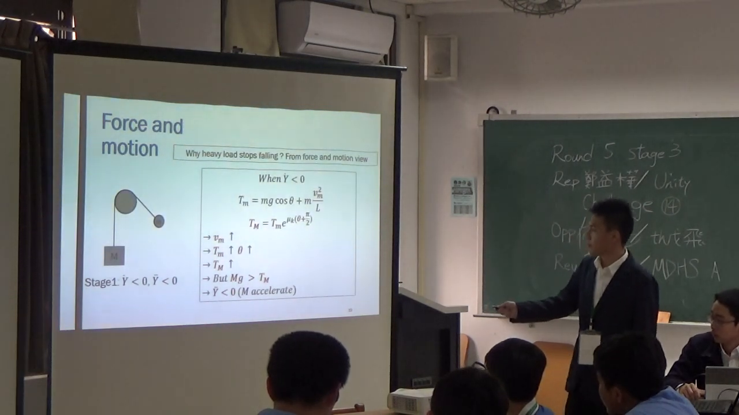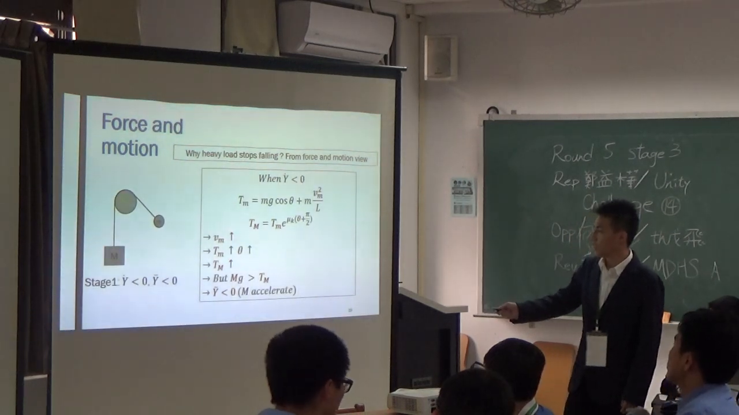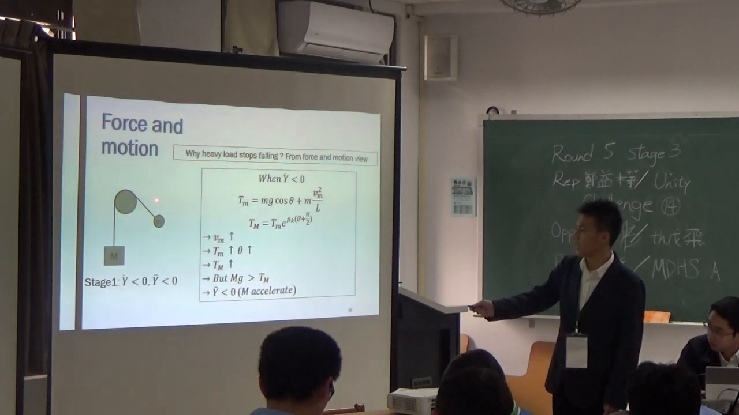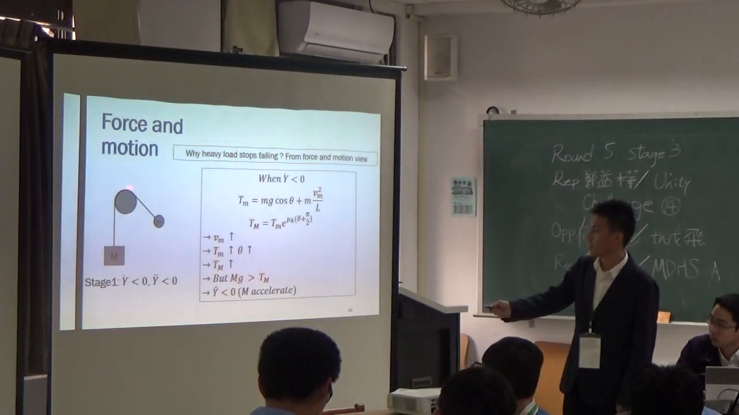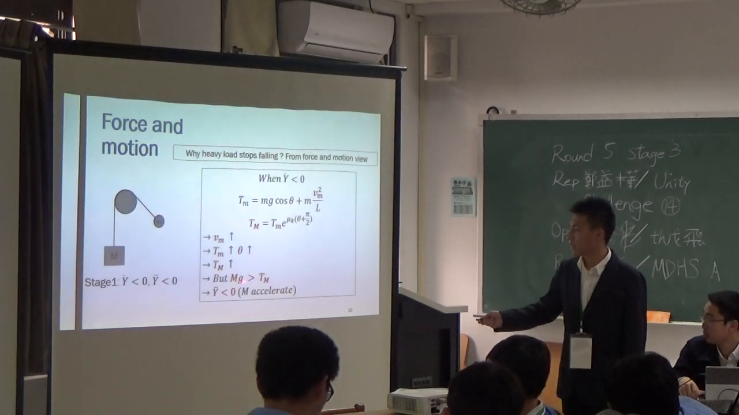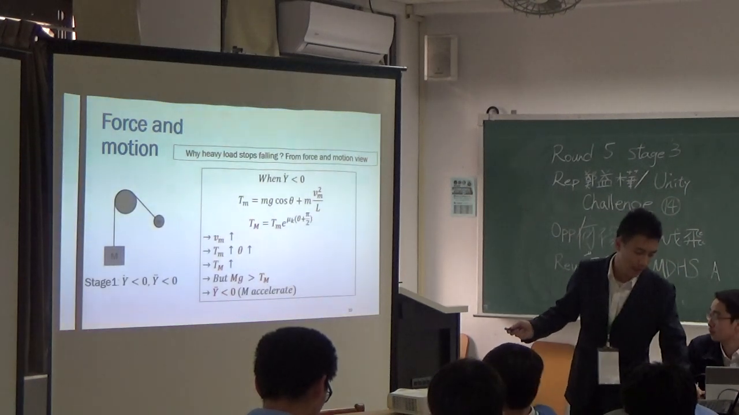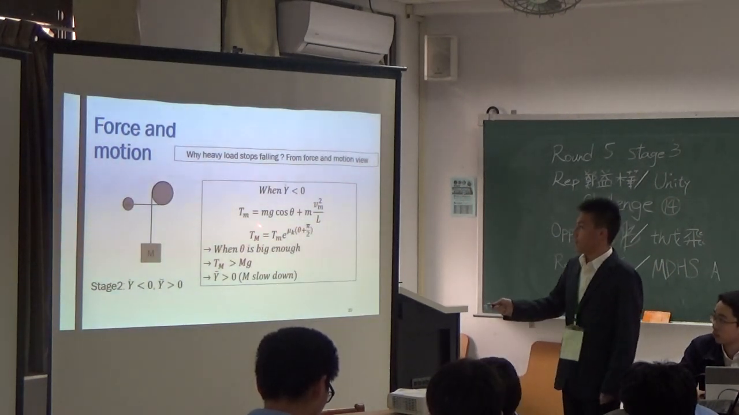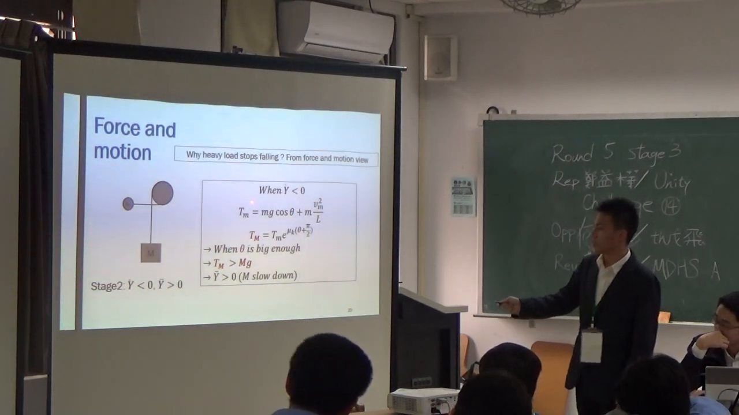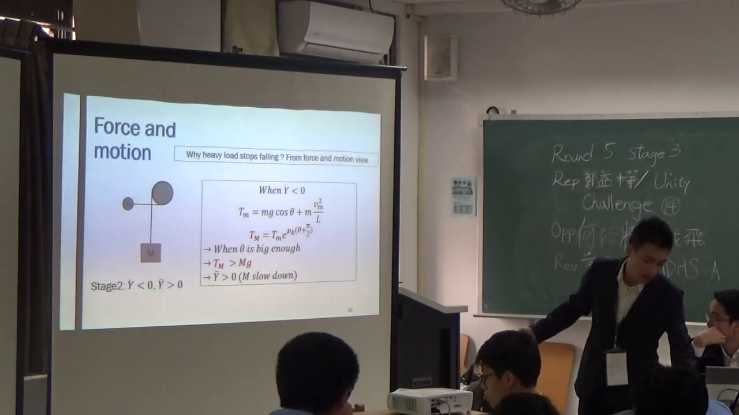At stage one, because the velocity of the light block increased, the theta on the rope increased, and the tension of this rope increased. So the tension on the heavy block increased. But at this time, the gravity effect is still bigger than the tension, so it accelerates. But at stage two, when theta is big enough, the tension on the heavy block will be bigger than mg, so it starts to slow down.